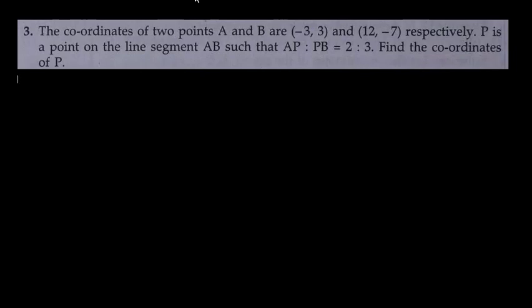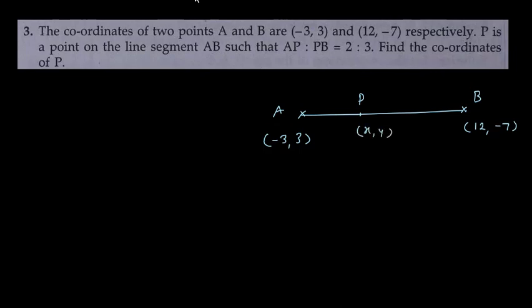Okay. So first I will draw these 2 points. Say this is point A, which is (-3, 3), and this is another point B, which is (12, -7). P is a point on this AB such that AP... so here suppose there is a point P which is (x, y), which divides this AB in the ratio 2:3. We have to find the coordinates of point P.